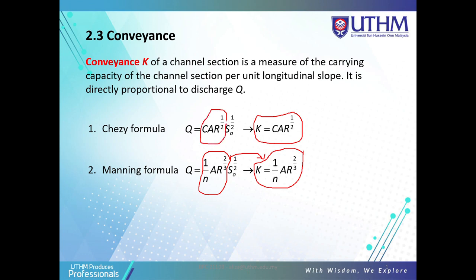C A R, this is the K. So this is the conveyance K, or channel section measure of the carrying capacity of the channel section per unit longitudinal slope. It is directly proportional to discharge Q. So this is called the conveyance K.